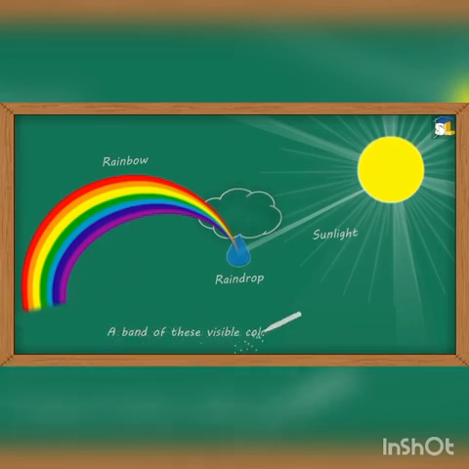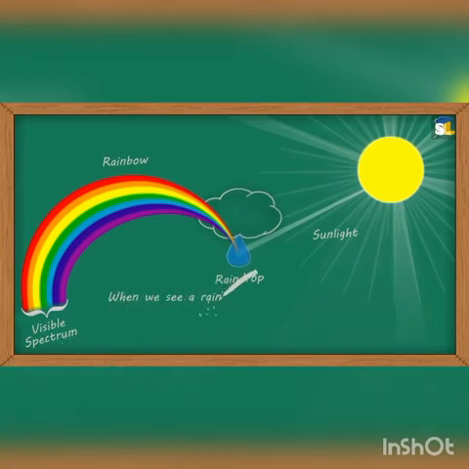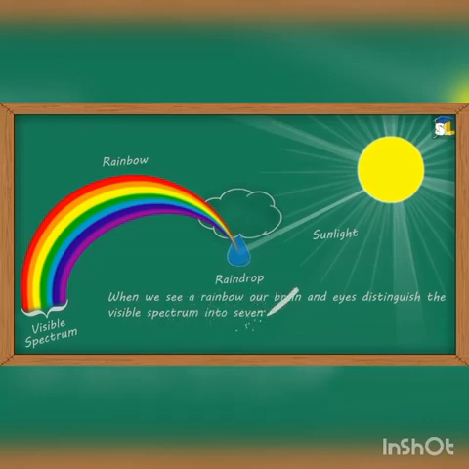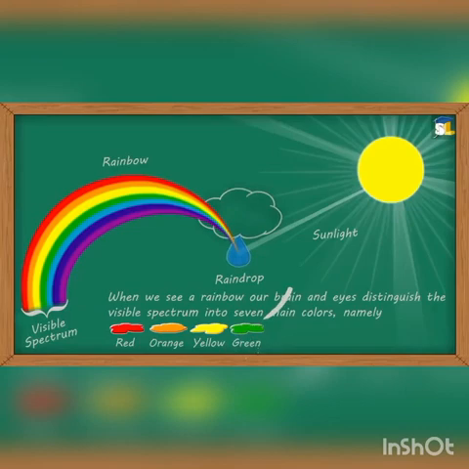A band of these visible colors is called a visible spectrum. When we see a rainbow, our brain and eyes distinguish the visible spectrum into 7 main colors, namely red, orange, yellow, green, blue, indigo, and violet.